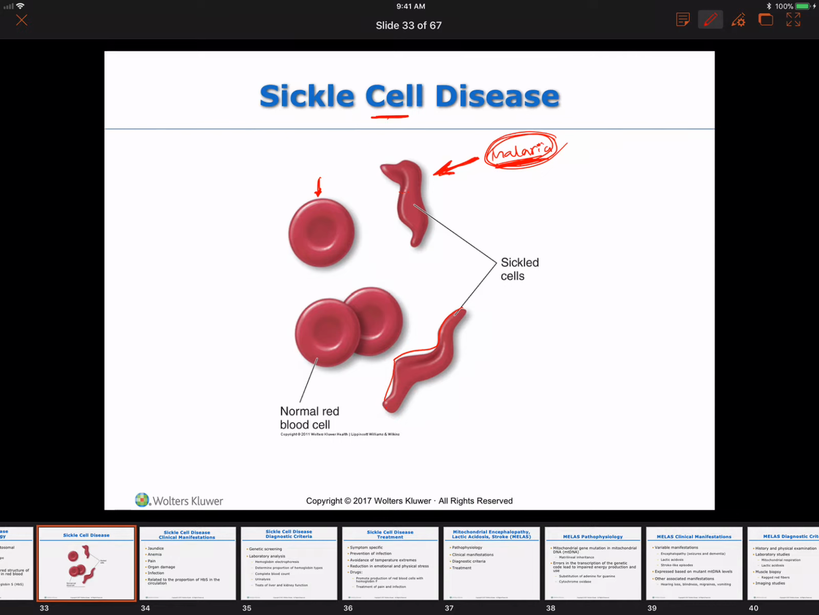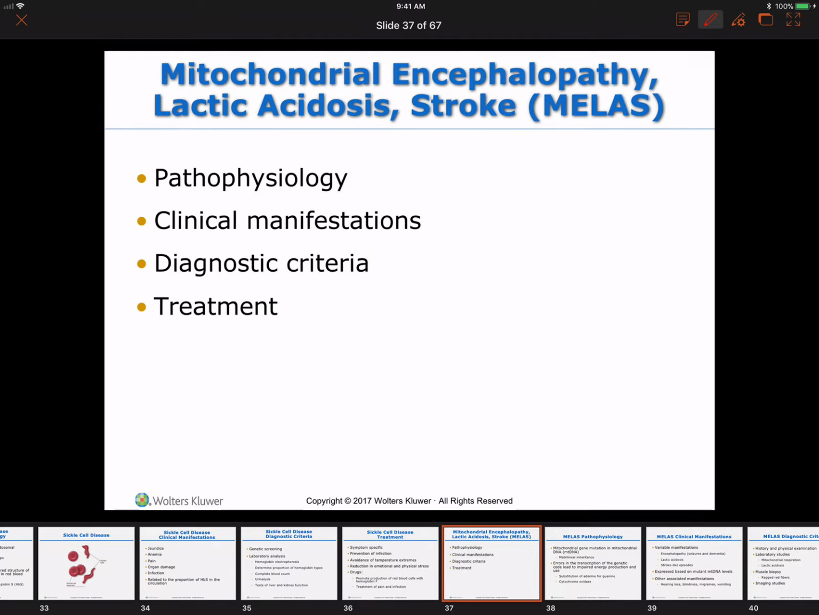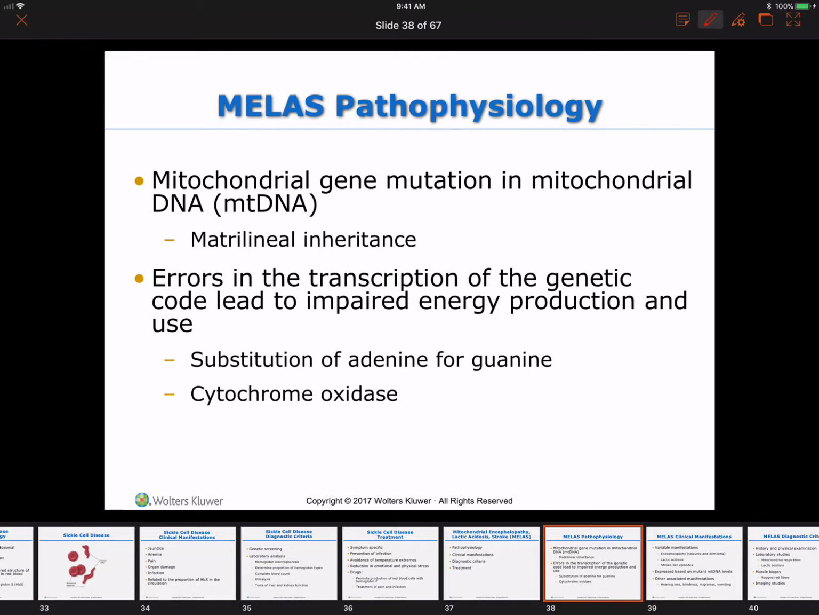All right. The next group are the conditions inherited through the mitochondria. The first example I have for you is the mitochondrial encephalopathy, lactic acidosis, and stroke. So this is kind of a symptom-based terminology that we're using, abbreviating it into MELAS. So what happens in this? Well, this is a type of mitochondrial gene mutation.